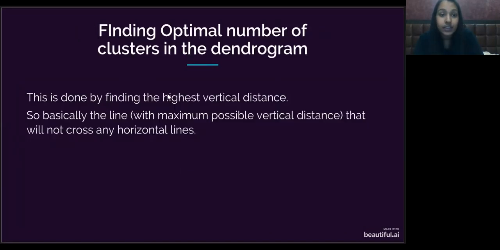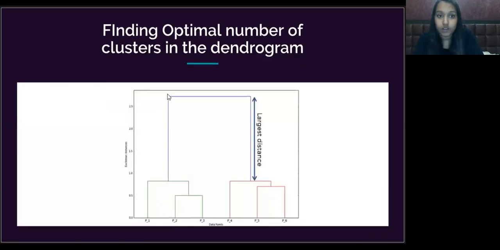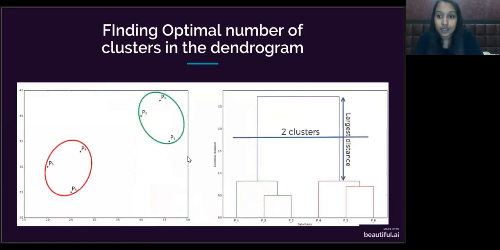This is now finding the optimal number of clusters in the dendrogram. This is done by finding the highest vertical distance, so basically the line with the maximum possible vertical distance that will not cross any horizontal line. So here we can see that this is the line with the largest distance that does not cross any horizontal line. This is the only line which has the largest distance that does not cross any horizontal line. As we can see, there are 2 vertical lines that cross the threshold drawn across the largest distance. So there are 2 clusters, which is the optimal number of clusters as we can see in this diagram.